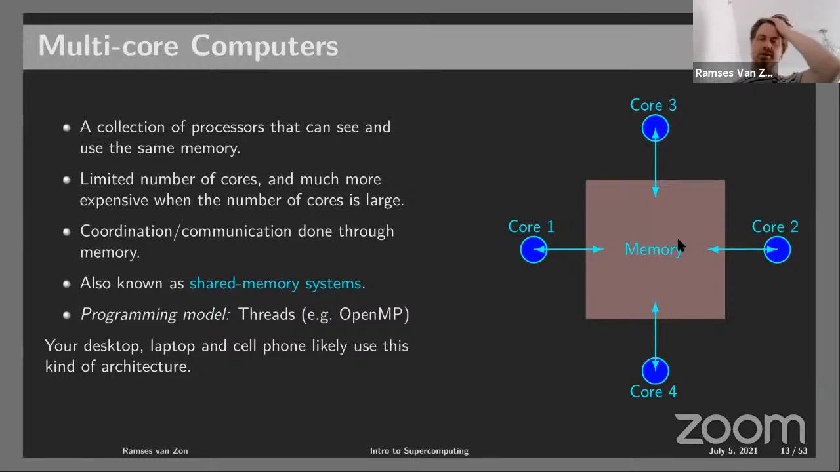So the main model of programming this is threads. And that's really just a way to say each core does its own sequence of actions. One of the ways to program threads is OpenMP, but it doesn't really matter as long as you know that this exists. Okay. Seeing a few questions.